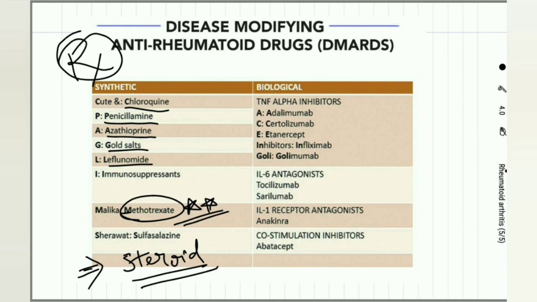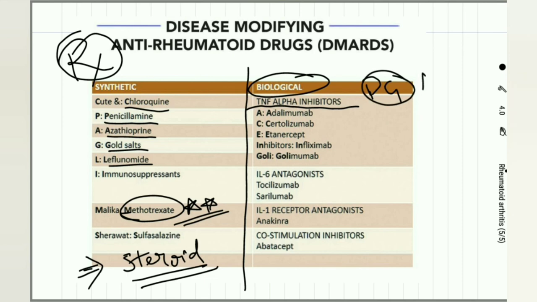Now we have the biological DMARDs. The biological DMARDs are very important from the PG point of view also, because they are the latest drugs and they are very often asked. So please listen carefully and learn this by heart because they are mostly asked. These are the latest, very effective drugs, but they are very costly.